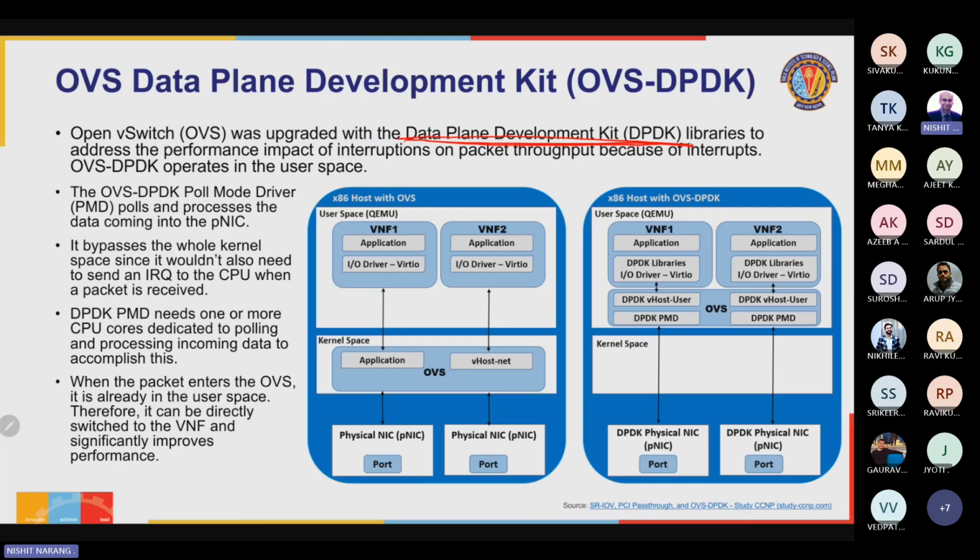And OVS DPDK is actually a variant of the basic OVS, where the OVS functionality is replaced with or integrated with Intel's Data Plane Development Kit to create a new variant of OVS called OVS DPDK. So unlike OVS, where the data plane runs in the kernel space, and because it runs in the kernel space, it causes data copying to happen from the kernel space to the user space, the whole idea in Intel's DPDK is to avoid that kernel space to user space memory copy.